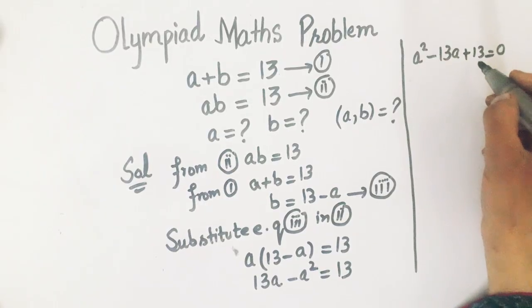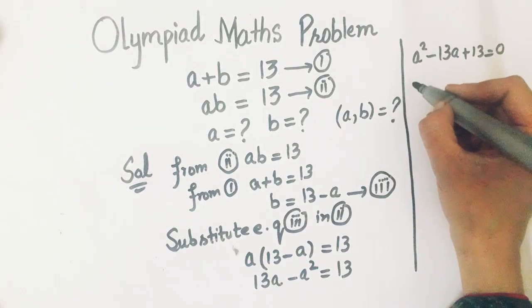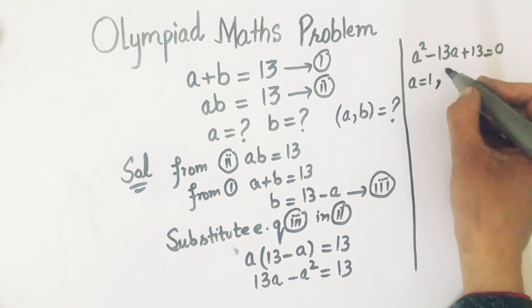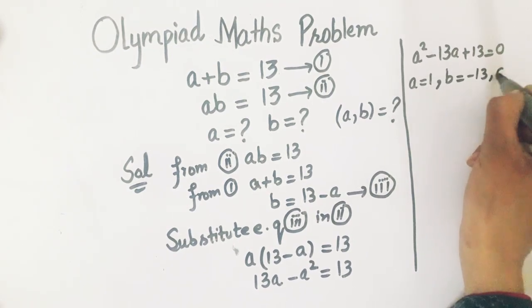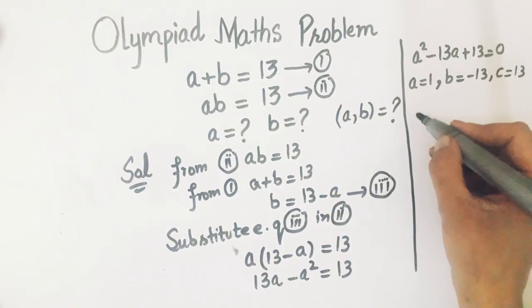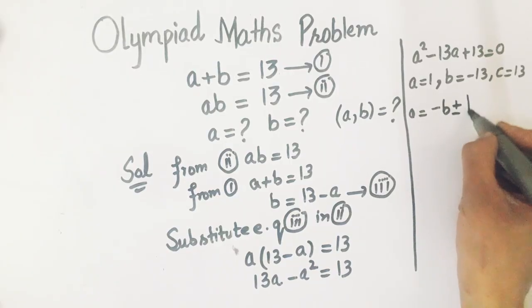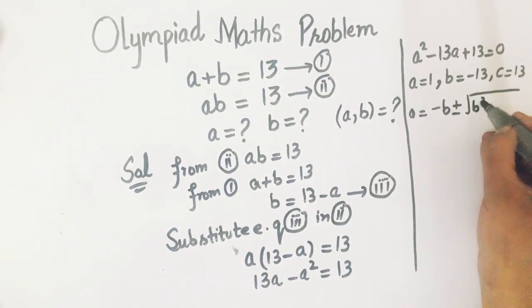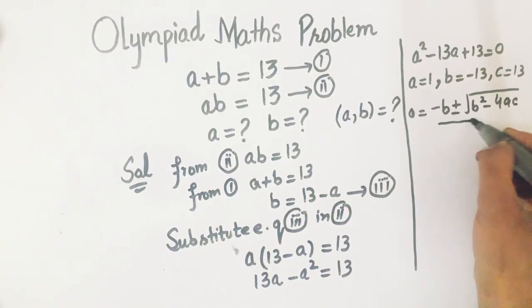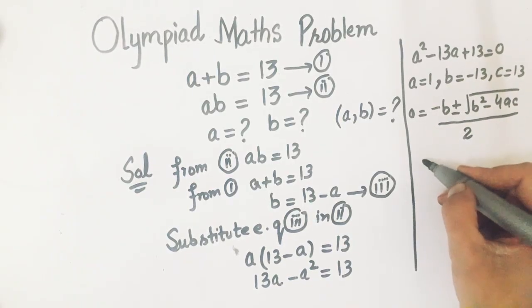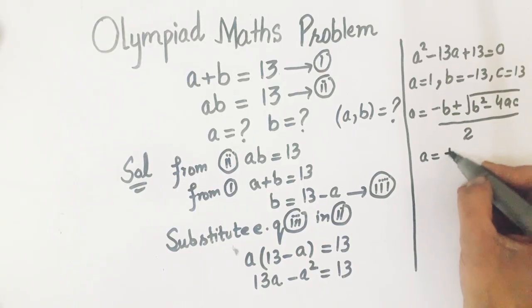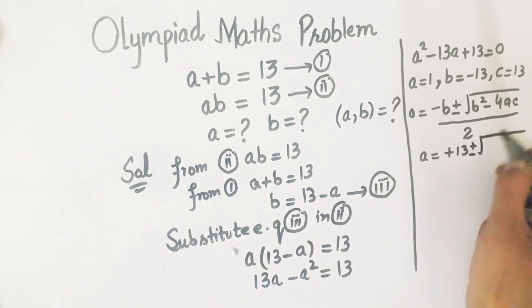We cannot make the factors of 13, so we will apply the quadratic formula on this. According to that, the value of a is 1, the value of b is minus 13 and the value of c is 13. So we get a equals minus b plus minus root of b squared minus 4ac, divided by 2a. So we get a equals plus 13 plus minus root of b squared, meaning 13 squared, that is 169, minus 4ac, meaning 4 into 13.